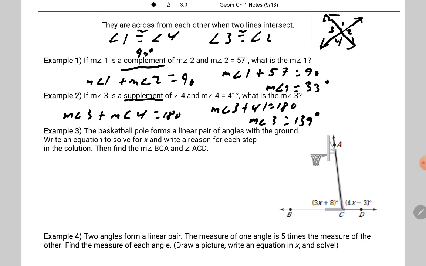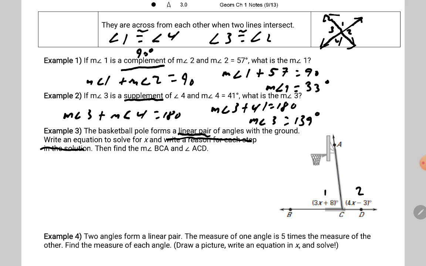A basketball pole forms a linear pair of angles with the ground. So they're saying angle 1 here plus angle 2 is supplementary. It means they add up to 180 degrees. So write an equation to solve for x and write a reason for each step. We're going to skip the write a reason for each step until chapter 2. Then find the measure of angle BCA and angle ACD.